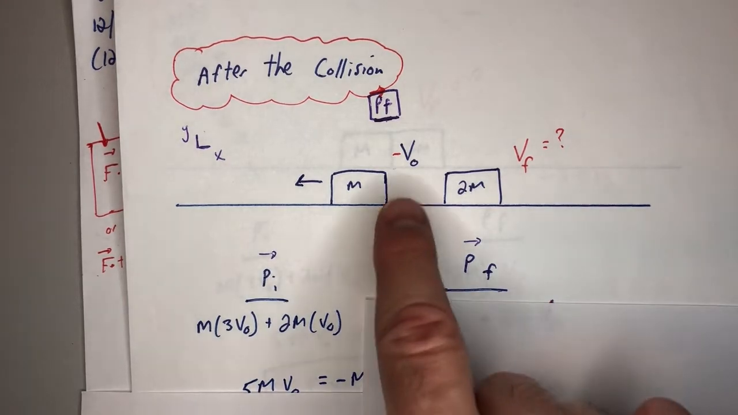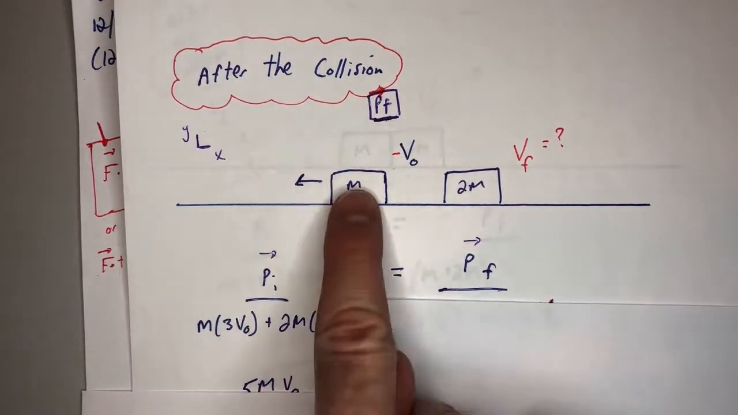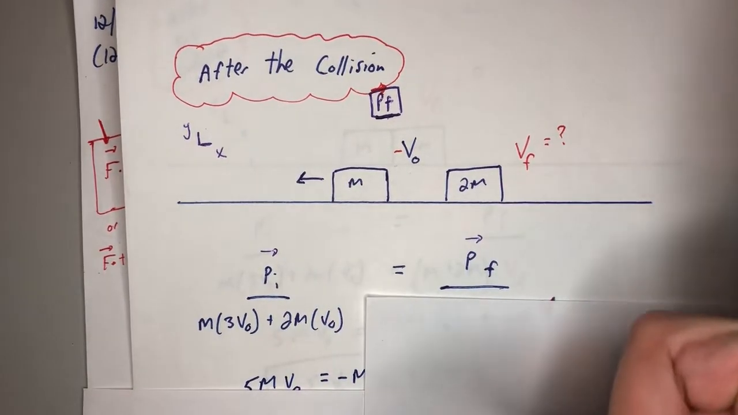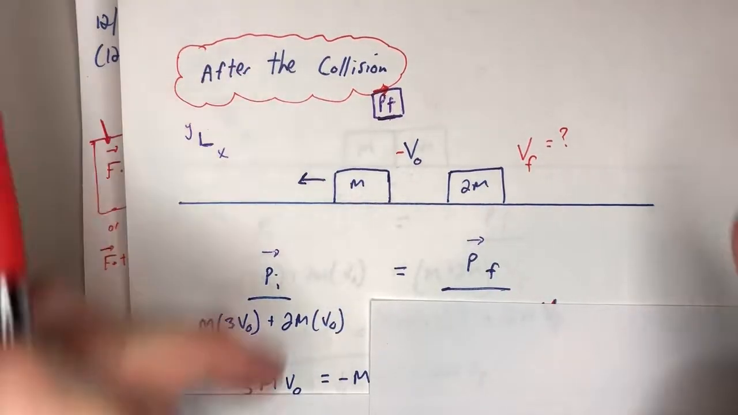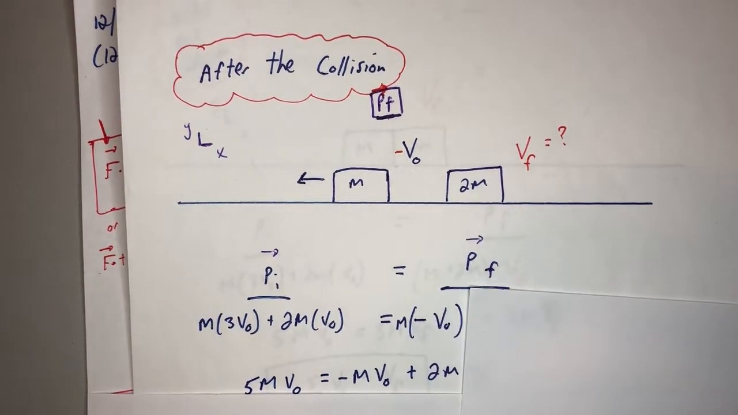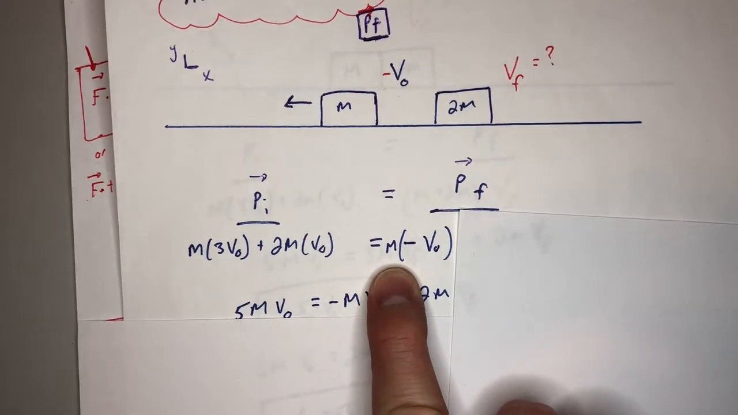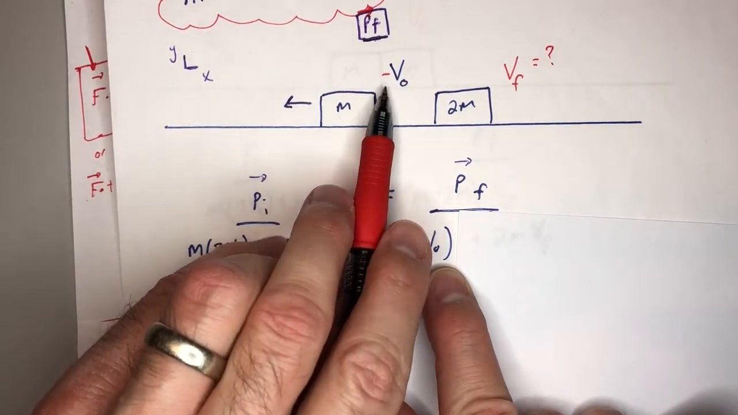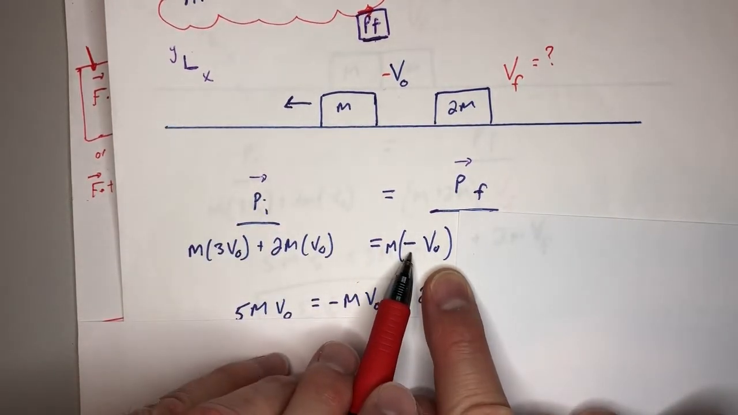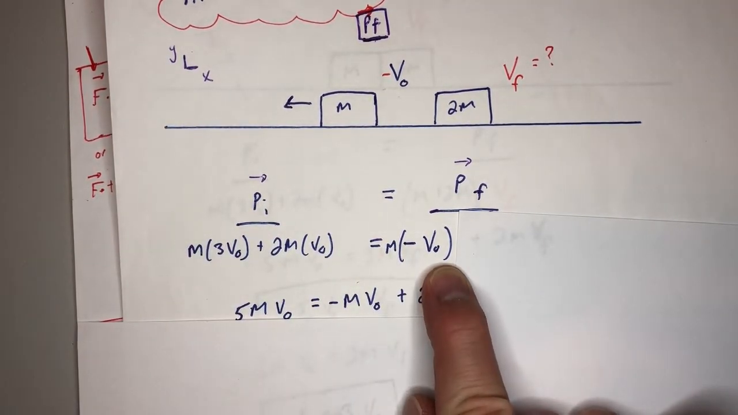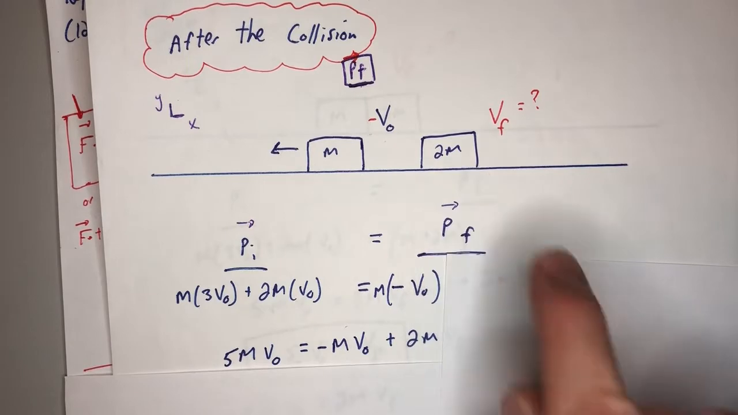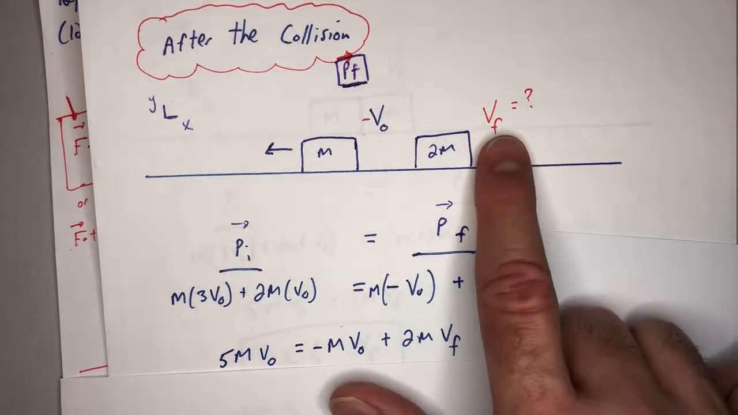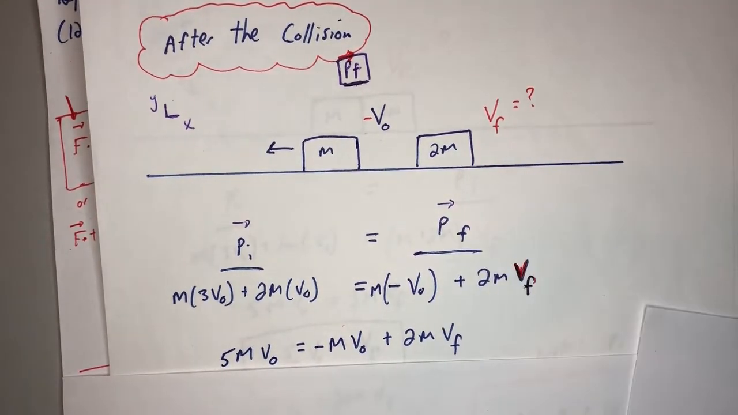Okay, so you're gonna add up the momentum after the collision. You're taking a snapshot after the collision. That was me taking a picture again. And we know this object, this first one, had a mass of m and a velocity of negative v naught. Now here's an important thing. It was going left. Left is negative. You got to put the negative in there. So its momentum is a vector. Plus, this object still had a mass of 2m, but we don't know how fast that object's going, so we're just going to say v final.